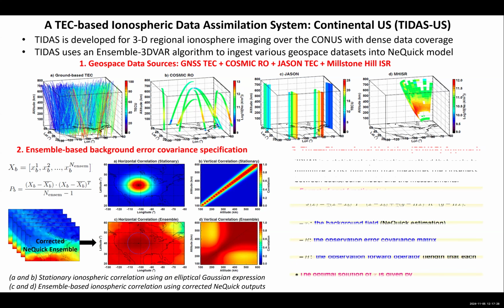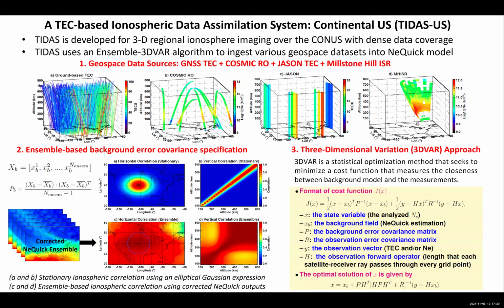And we use the 3DVAR approach to do data assimilation. We know that 3DVAR is widely used for data assimilation, which is a statistical optimization method that seeks to minimize a cost function that measures the closeness between background and the measurement. So we use the hybrid ensemble 3DVAR to do data assimilation for our regional TIDAS products.